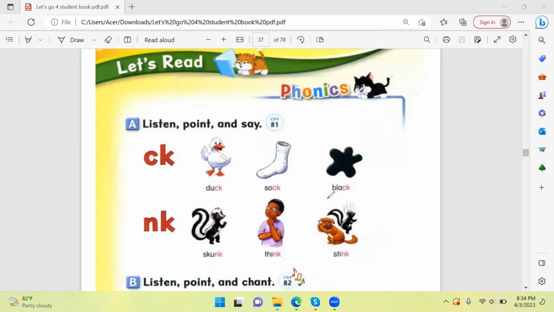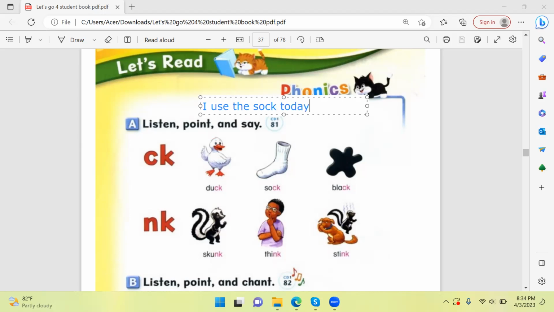Sock. Very good. How about this one? Black. Okay, black is a color. For example, this one, duck. What is the color of a duck? It's white. Okay. For example, can you please read this one first? I see a duck. Which is the color of water? White. Okay. Very good.